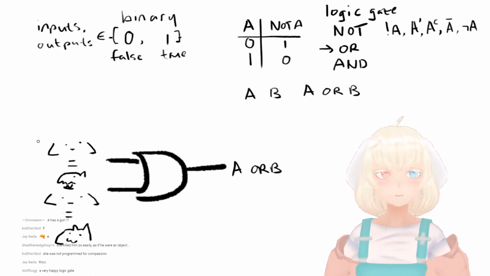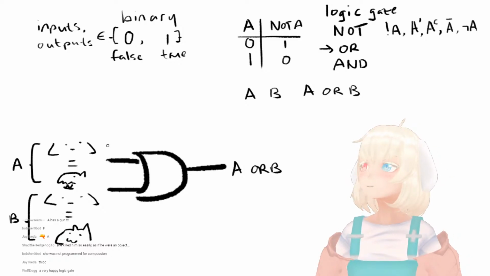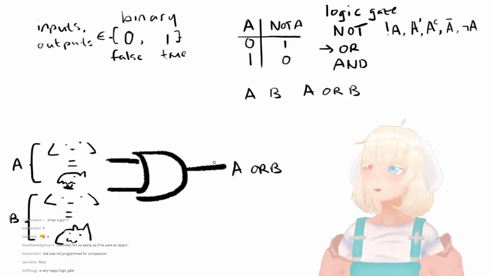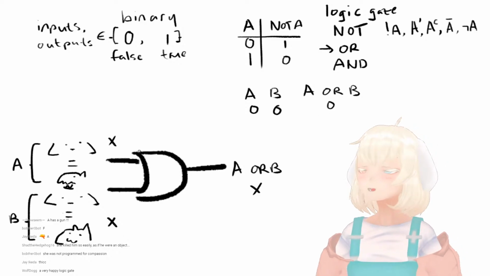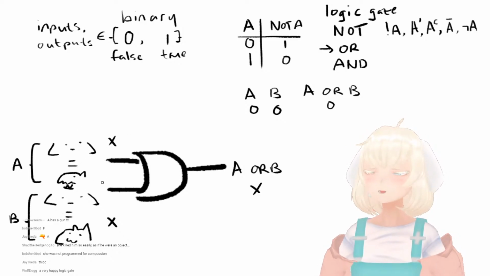Right? So this would be our A input, and this would be our B input. And of course, both statements here are false. And so A and B would be false. So if A is 0 and B is 0, then A or B is false. This part is probably pretty intuitive for a lot of you.